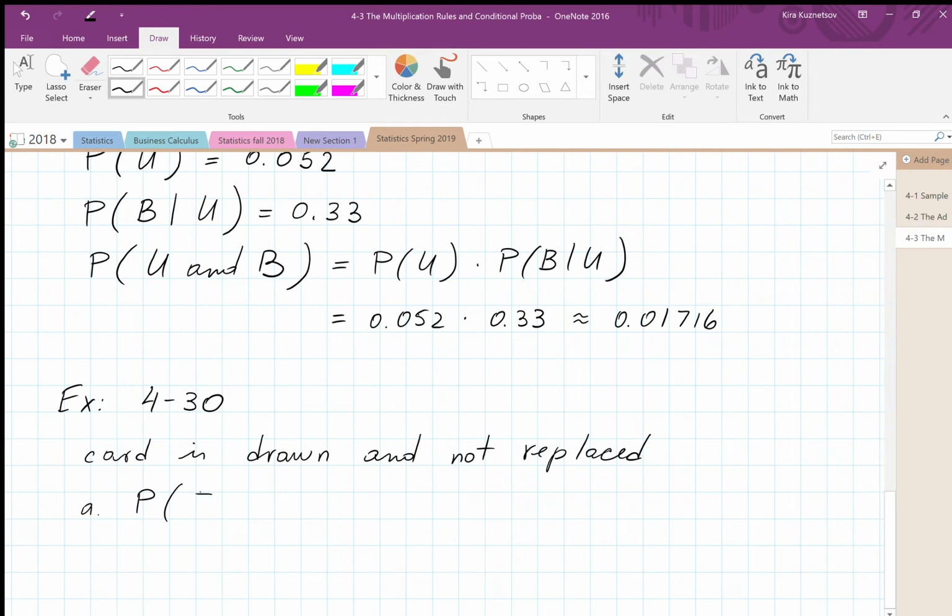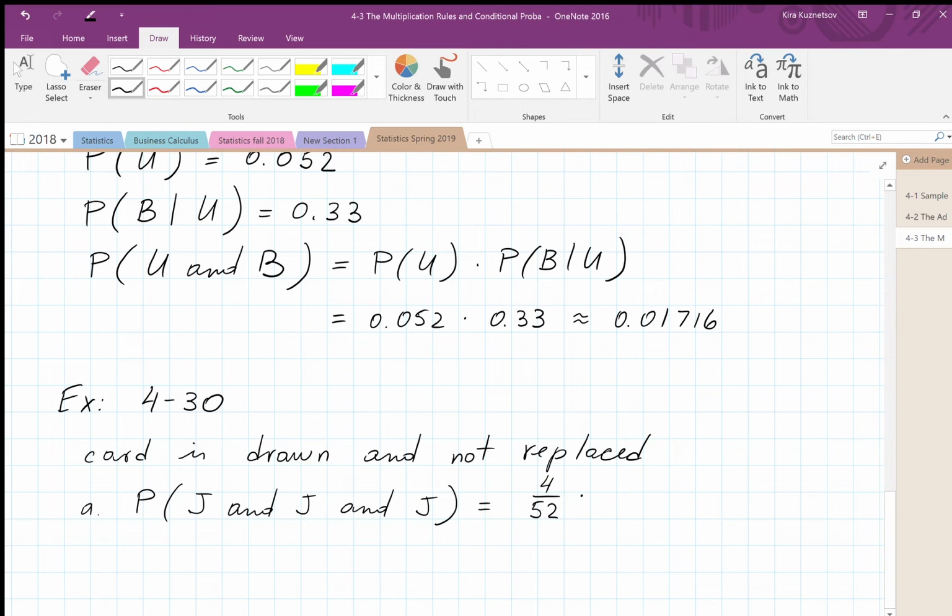When I'm talking about 3 jacks, I need the jack, and I need another jack, and I need another jack. Let's start with the first one. How many jacks do I have? I have 4 jacks. My sample space is 52, so the probability of getting the first jack is 4 out of 52 times.